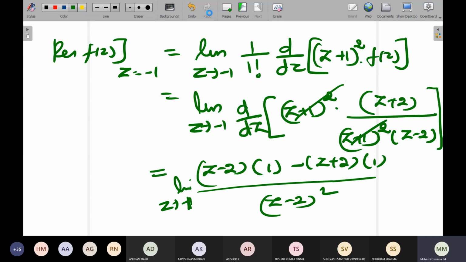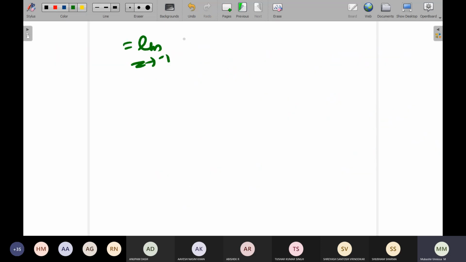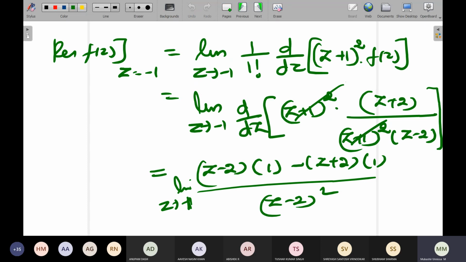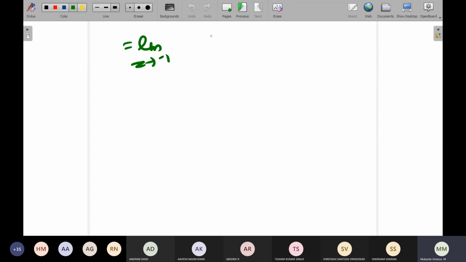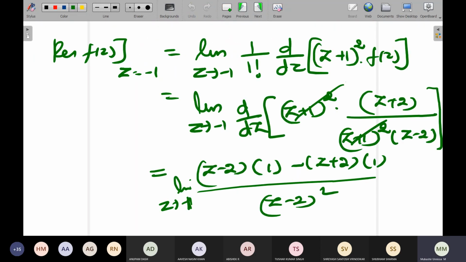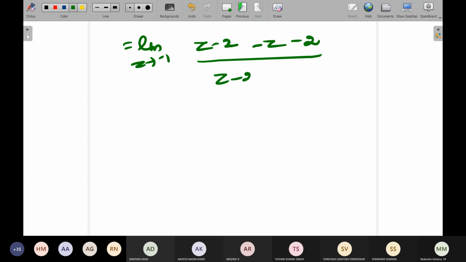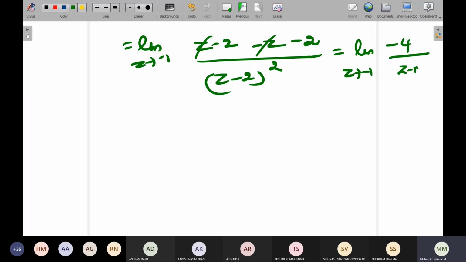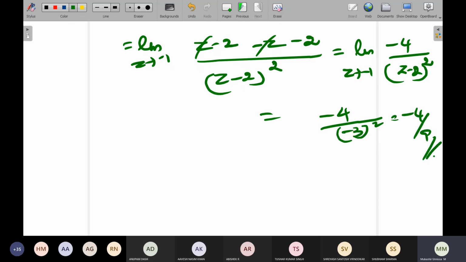Now simplify this. You will get limit z tends to -1, in the numerator, z minus 2 minus z minus 2, divided by z minus 2 the whole square. So z minus z will get cancelled. You will get limit z tends to -1 of minus 4 by z minus 2 the whole square. Now apply the limit. You get minus 4 divided by minus 3 the whole square, which is minus 4 by 9.